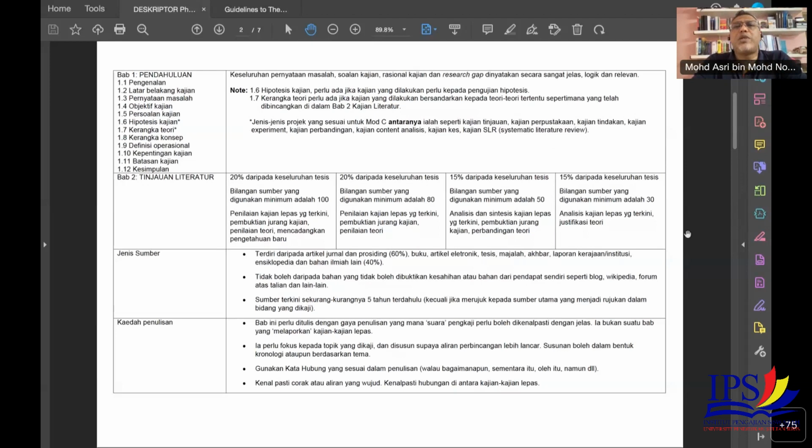Okay, so I think I have answered your question, Azwani, regarding how old the materials that we can use can be. So the rule of thumb says 5 years or later. Let me see, I think I saw somebody else.